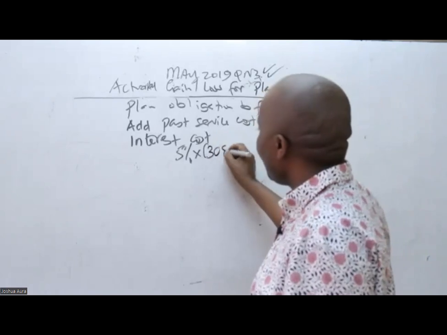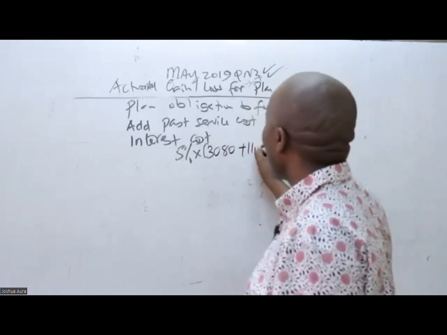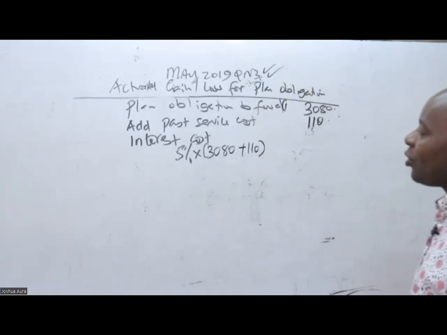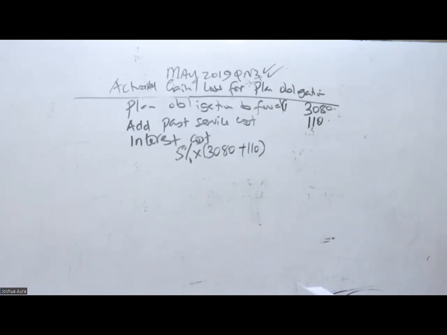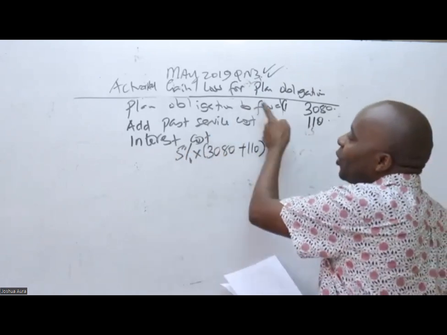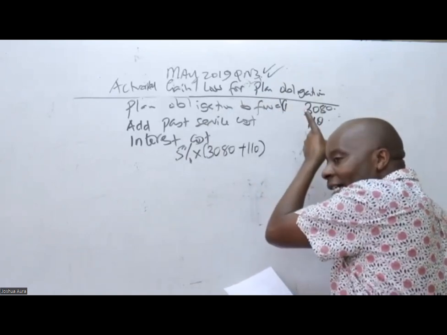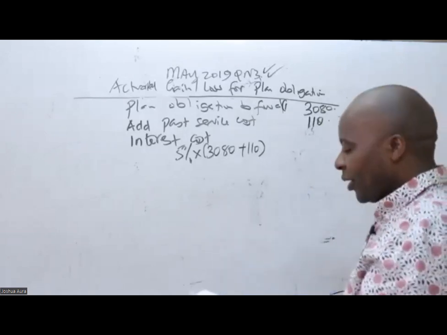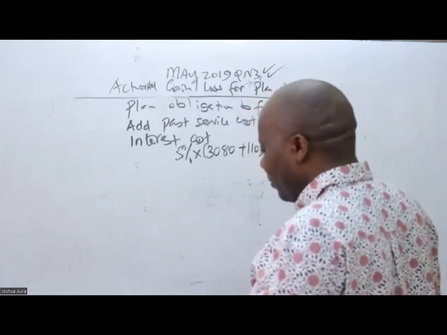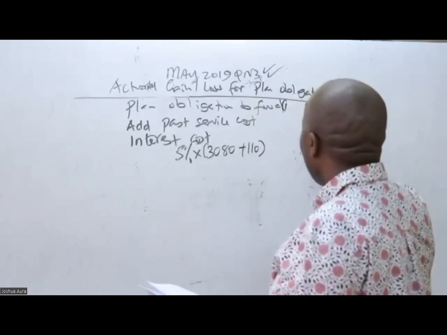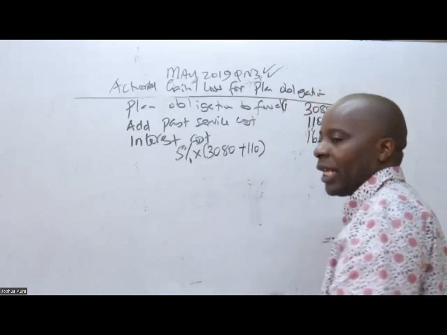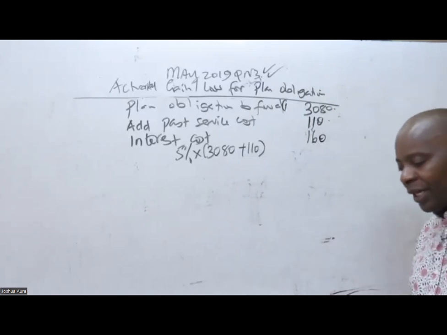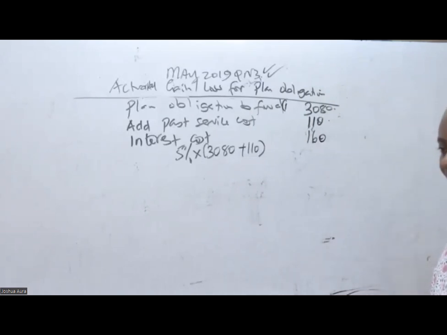So I normally see students missing out on this 3080 plus 110. So then what is 5% of 3080 plus 110? Remember, this interest is normally pegged on an amount that was existing at the beginning of the year, so the interest for the whole year. So then we have 160.